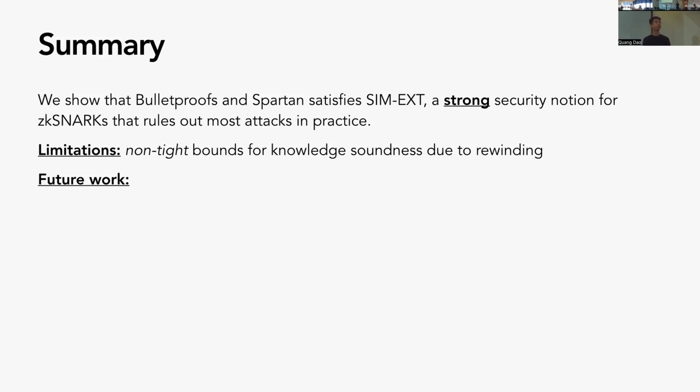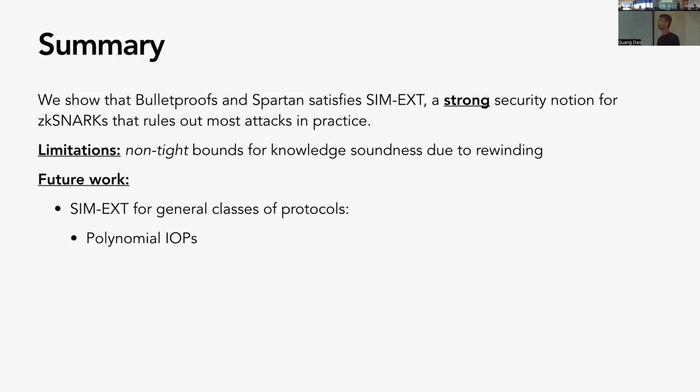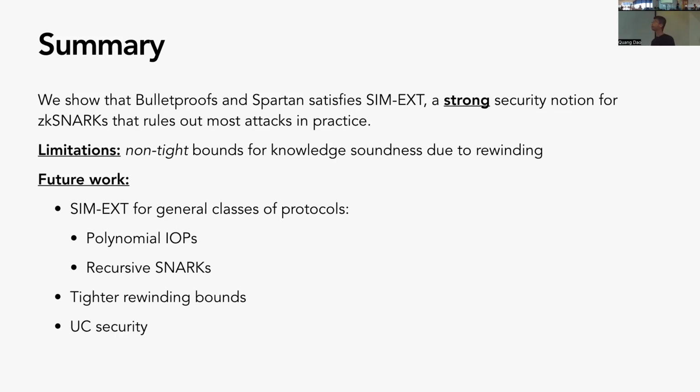So in terms of future work, we would like to prove SIM-EXT for more general classes of protocols and not just one proof system at a time. Such classes of proof systems may include something like polynomial IOPs or recursive proofs. As I mentioned, it would be better to have tighter rewinding bounds, in which case we could say more about the practical bit security of these systems.